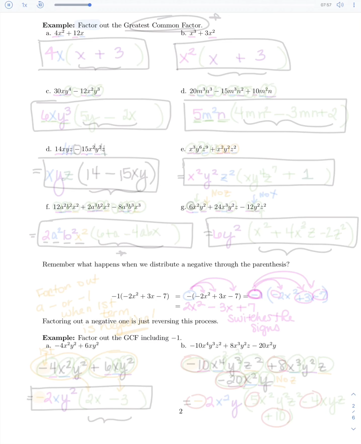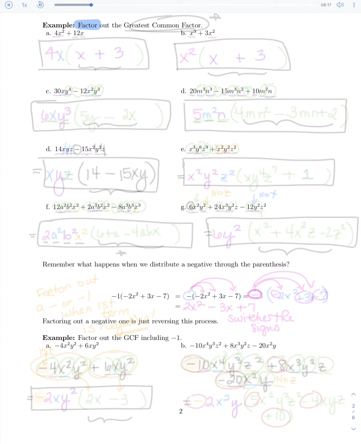Let's continue along looking at, again, more problems where we're going to be told to factor. Now, they actually say factor out the greatest common factor. We're just going to be told in most problems to factor, so let's just get used to that. So the idea is figuring out what do our terms have in common first.